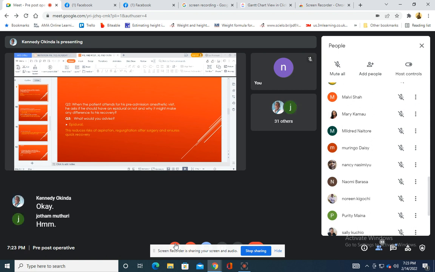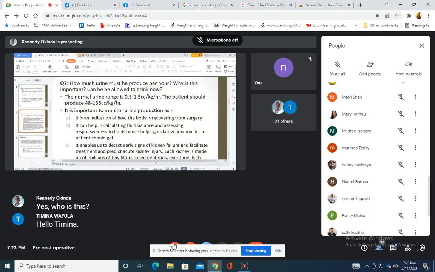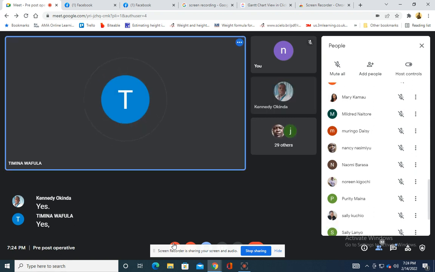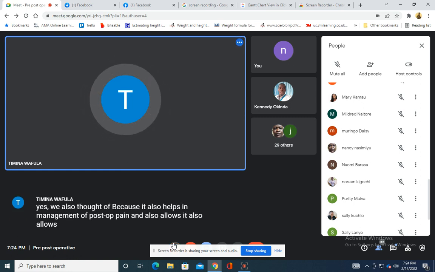Okay. It's getting interesting. Yes, go ahead. We also thought of epidural because it helps in management of post-op pain and also allows early ambulation.